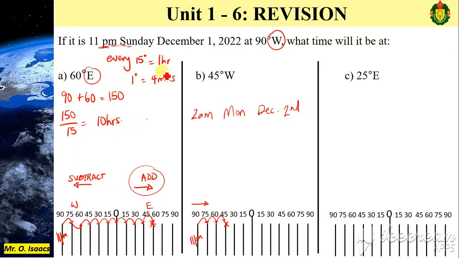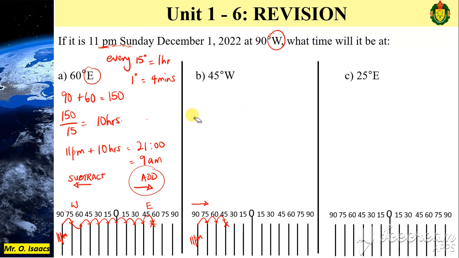Now you're going to say to yourself, if you're going to 60 degrees east from 90 degrees west, which is over here, it means that you're going to add the 10 hours to the 11 p.m. So 11 p.m. plus 10 hours would be equivalent to 21 hours, or 21 o'clock if we call it like that. If you convert that to actual time, it would now be 9 a.m., just like the answer that we got before.